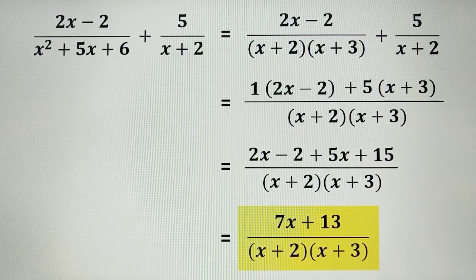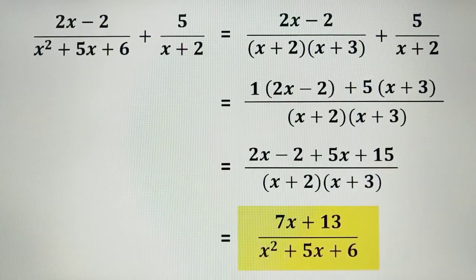We can express our answer in expanded form, and that is by multiplying the expressions x plus 2 and x plus 3 in the denominator. So we have 7x plus 13 all over x squared plus 5x plus 6. Again, you can express your answer in factored form or in expanded form.